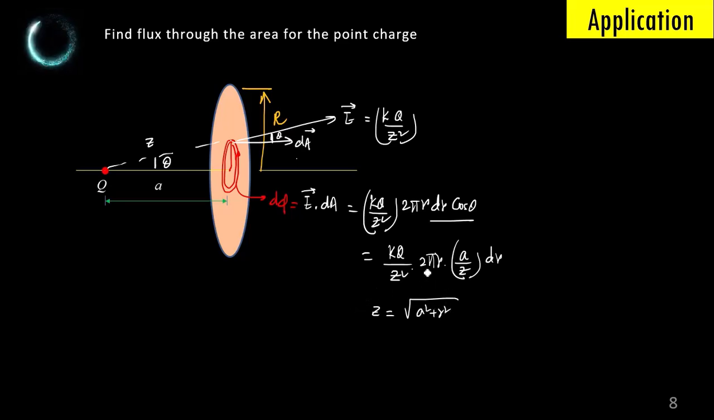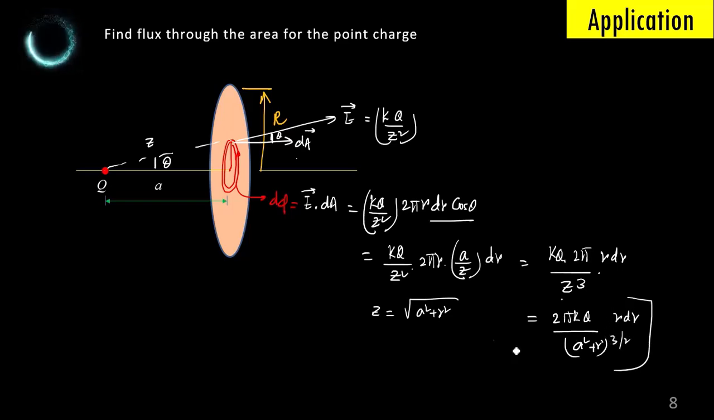Okay. So once I put this number, ultimately what I am getting is KQ, in the numerator there is 2 pi, and Z to the power 3 by 2. Now Z cube is there, multiplied by r dr. Now what is Z cube? Z cube is that number. So put that number. So 2 pi K into Q divided by A square plus small r square whole to the power 3 by 2 into r dr. So you have to integrate that.